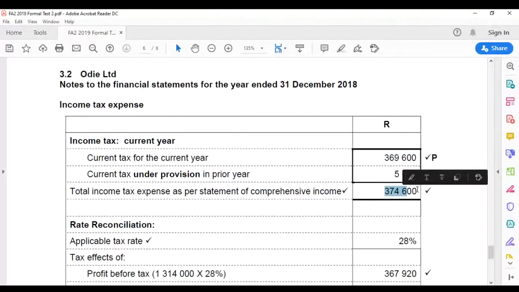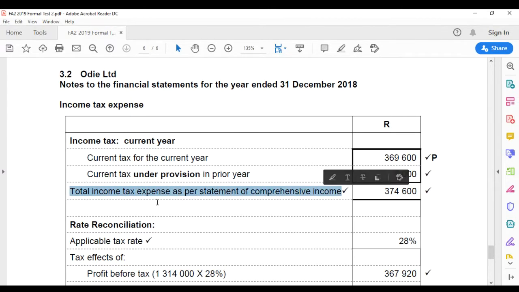That is the one, because that is the amount that we took to our profit and loss account. So clearly that will appear on the face of our statement of comprehensive income, and there we describe it exactly like we've said: total income tax expense as per statement of comprehensive income.